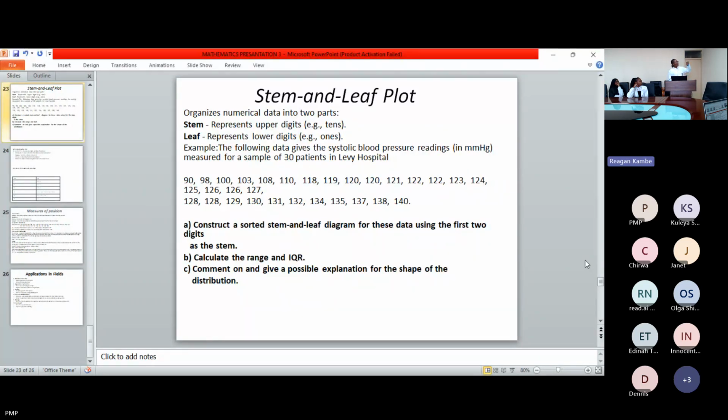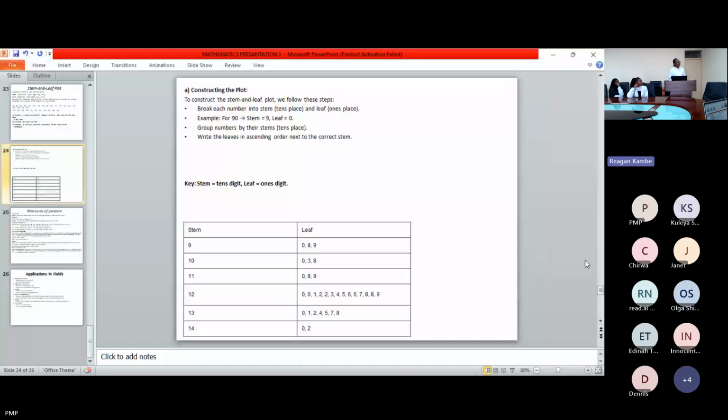At first I said the stem represents the upper digits, but in the question it can be specified as well. Since we have 90 to 140, it tells us that the first 2 digits we have to use as our stem. And then the last digit we use as our leaf. And that is how it appears in the diagram.